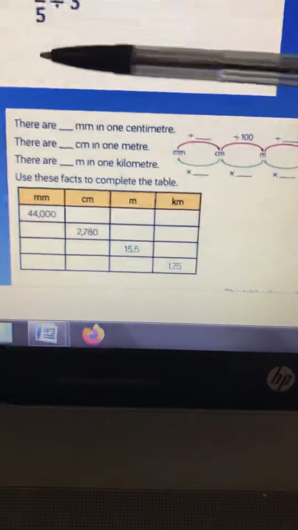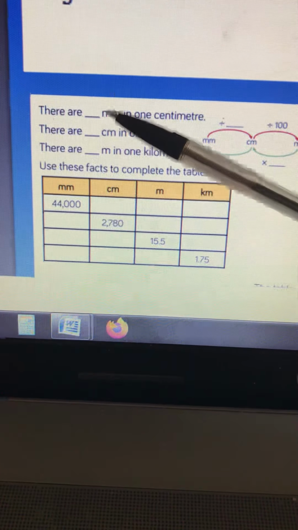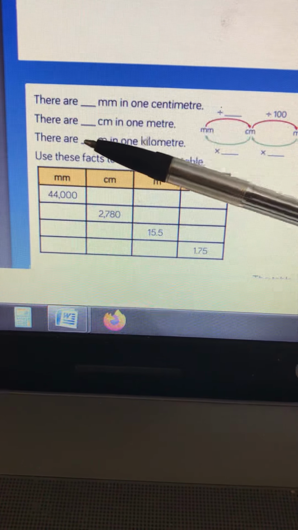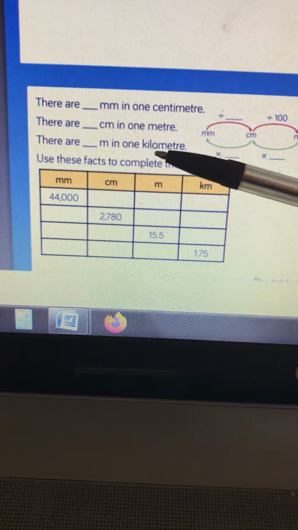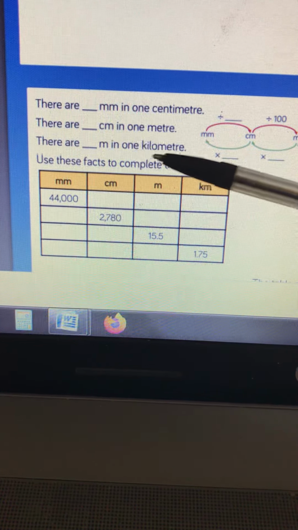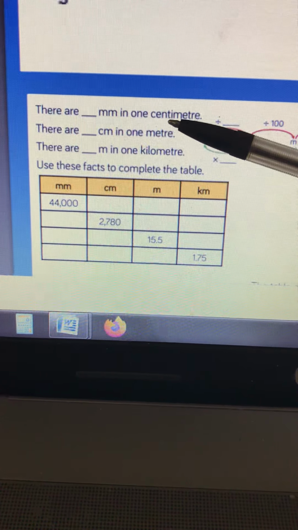So now we've got to look here, and we've got a gap fill. So there are 10 millimetres in 1 centimetre. There are 100 centimetres in a metre. And there are 1,000 metres in 1 kilometre. Remember, kilo means 1,000, centi means 100.